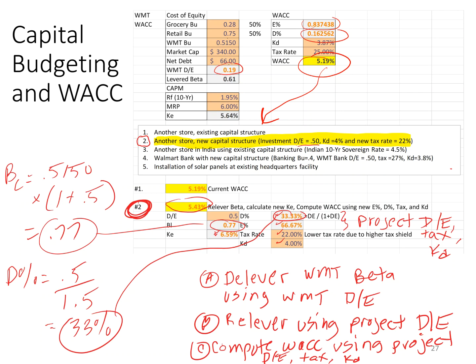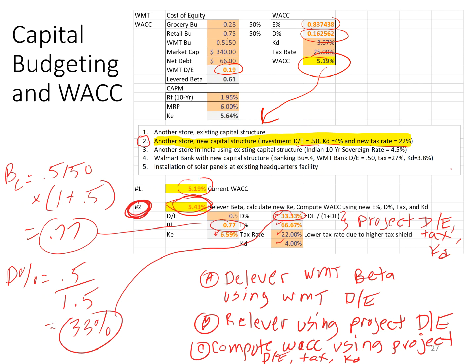Walmart's current D/E ratio is 0.19. That new project also is going to have a cost of debt of 4% and a tax rate of 22%, maybe due to some local and state taxes, a different tax rate than the firm. So what I'm going to do, and I'm not going to go into the spreadsheet, I'll let you do that on your own, is come up with 5.43% and not 5.19%, and here's how I'm going to do that.